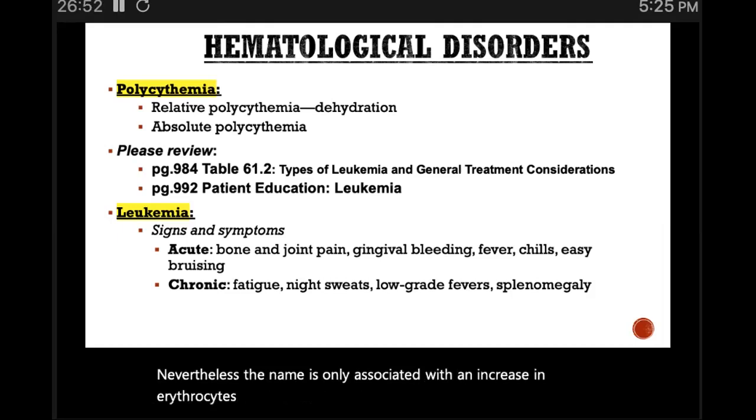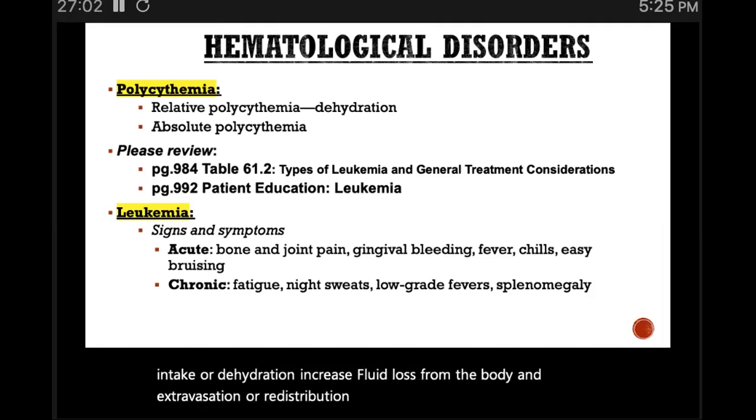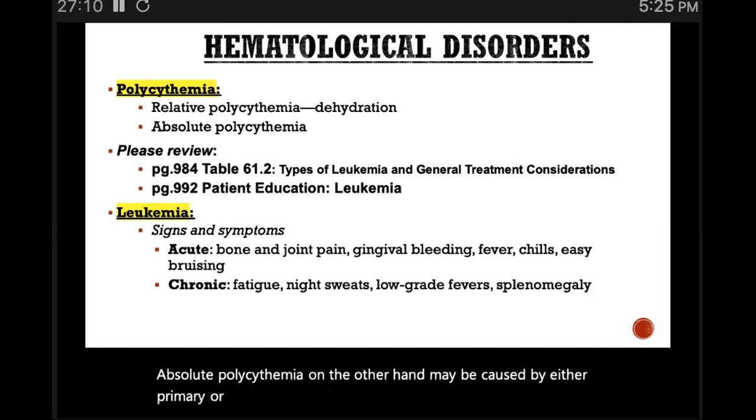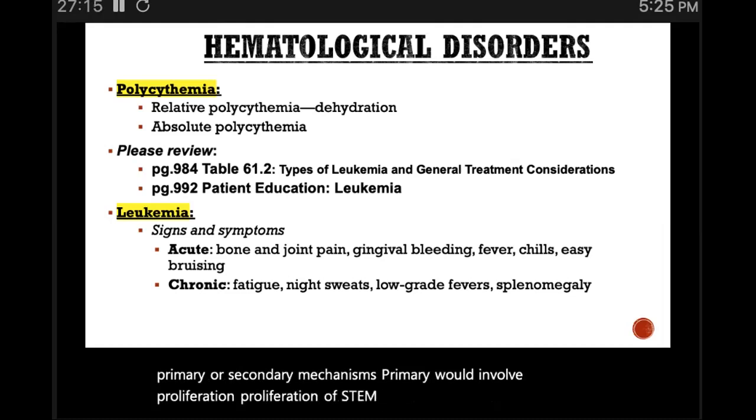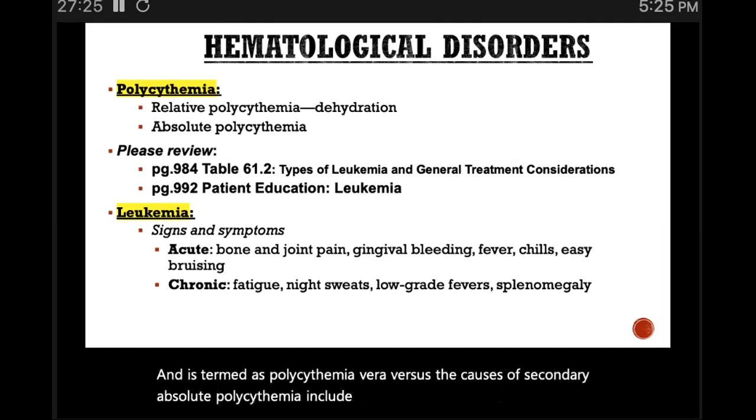Causes of relative polycythemia include decreased fluid intake or dehydration, increased fluid loss from the body, and extravasation or redistribution of vascular fluid into the tissues. Absolute polycythemia, on the other hand, may be caused by either primary or secondary mechanisms. Primary would involve proliferation of stem cells and is termed polycythemia vera, versus the causes of secondary absolute polycythemia, which include Cushing syndrome or erythropoietin secreting tumors and chronic hypoxia.